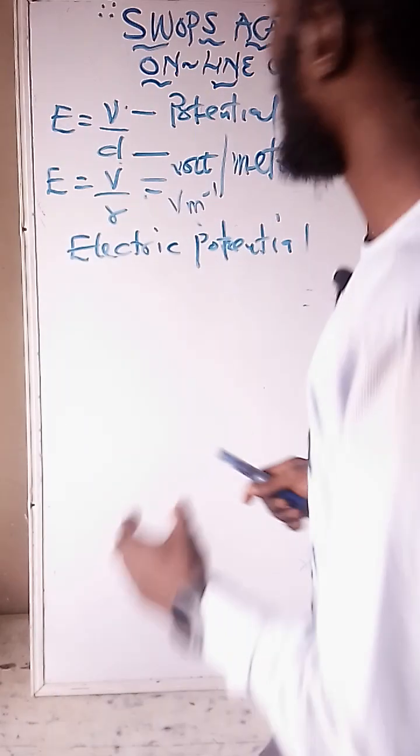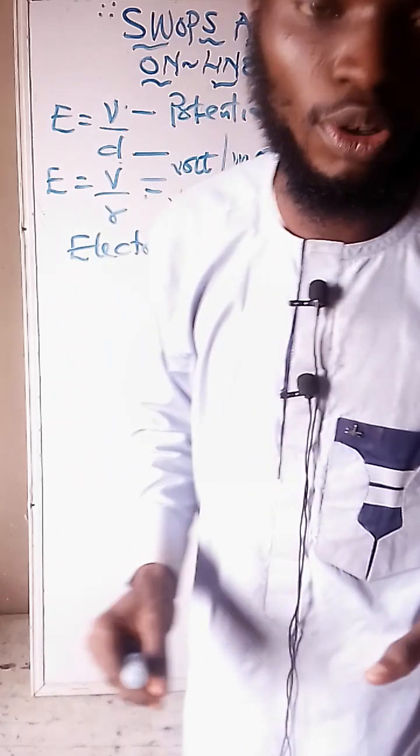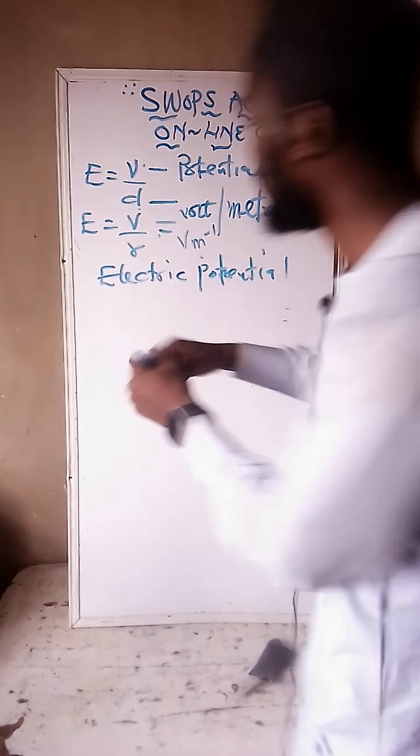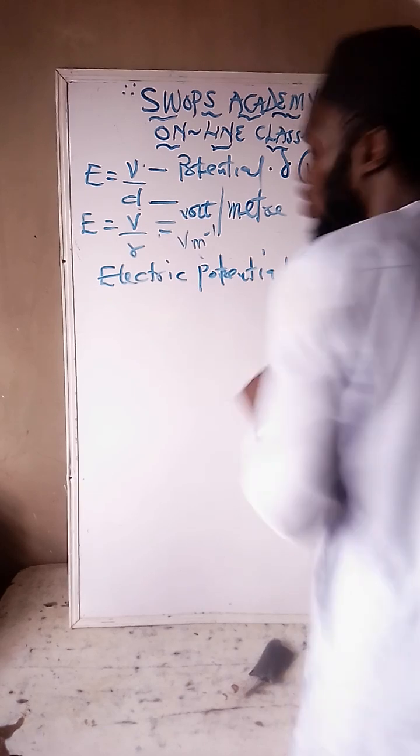I told you that firstly the symbol for electric potential is V. What do I call it? It is V. That is the symbol for electric what? Potential. Hope I'm communicating. Note that.